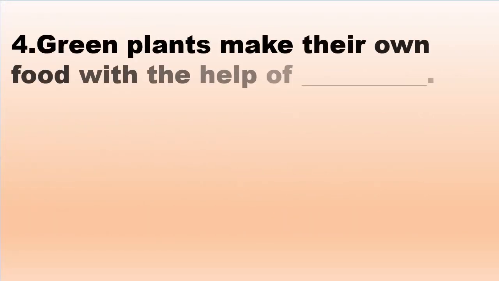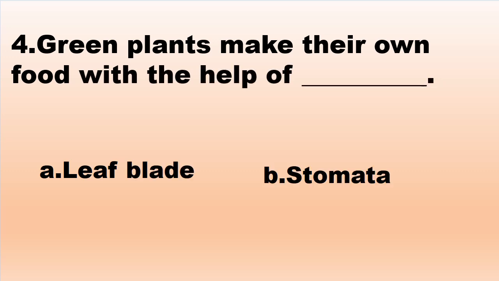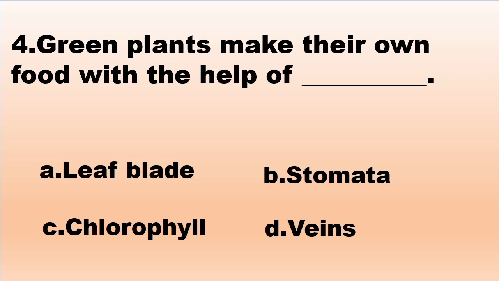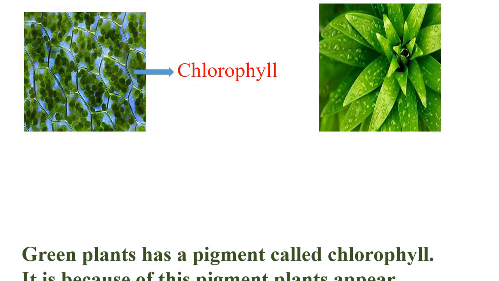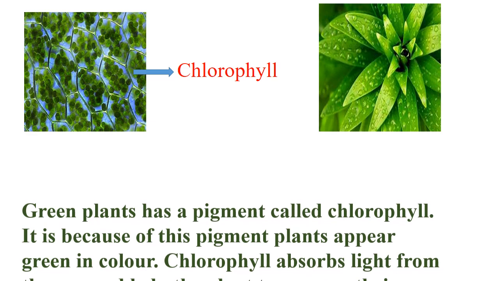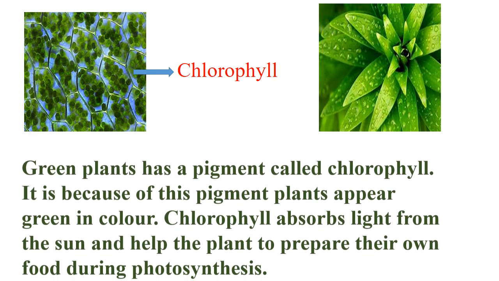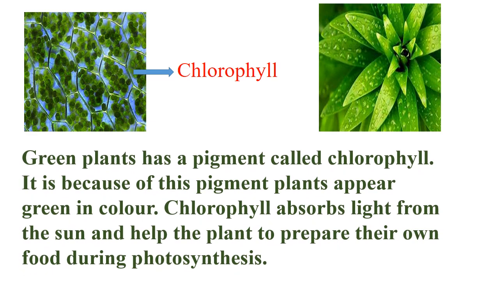Green plants make their own food with the help of leaf plate, stomata, chlorophyll, veins. Chlorophyll. Green plants have a pigment called chlorophyll. It is because of this pigment that plants appear green in color. Chlorophyll absorbs light from the sun and helps the plant prepare its own food through photosynthesis.